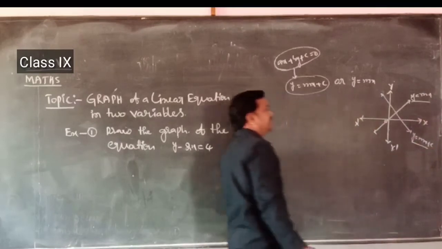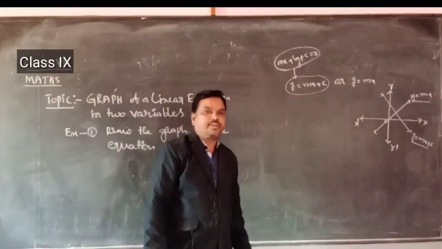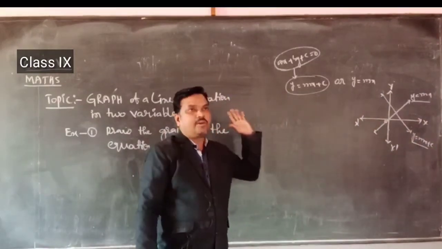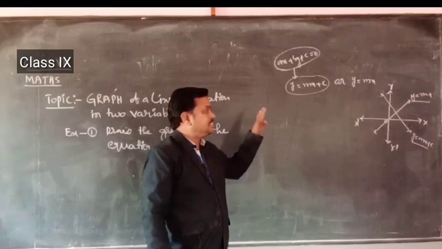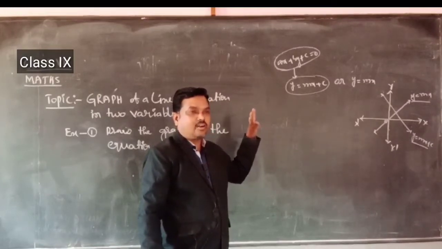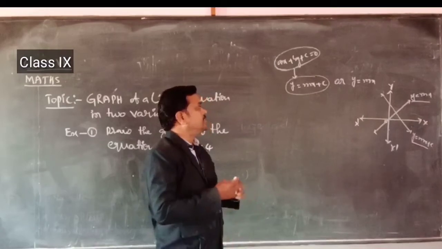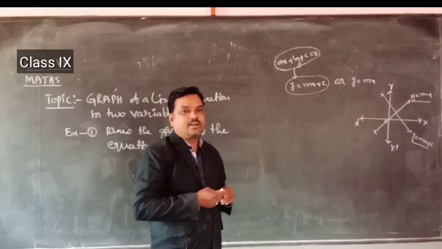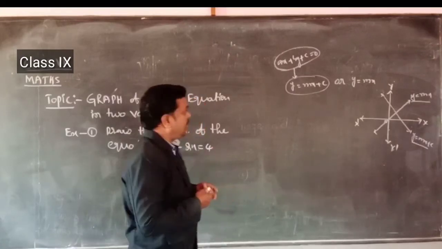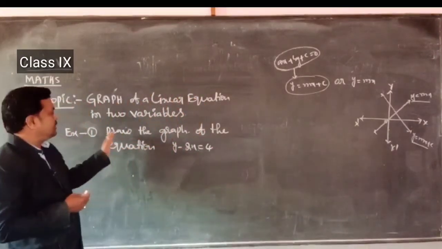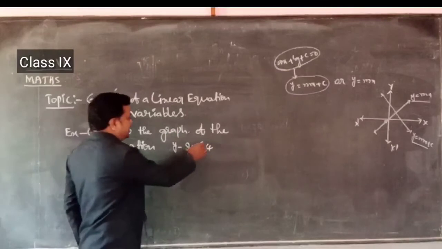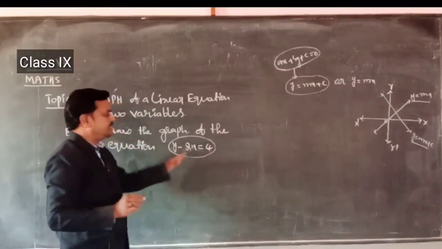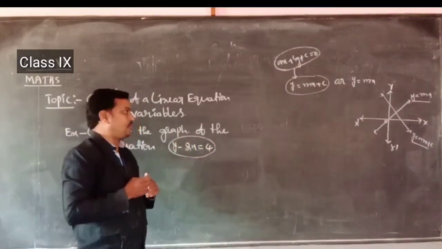So there are two different graphs of a linear equation in two variables. One is in the form of y is equal to mx plus c, which always intersects or cuts the x and y axes. One more is y is equal to mx, which always passes through the origin. Now I am taking one example: draw the graph of the linear equation y minus 2x is equal to 4.